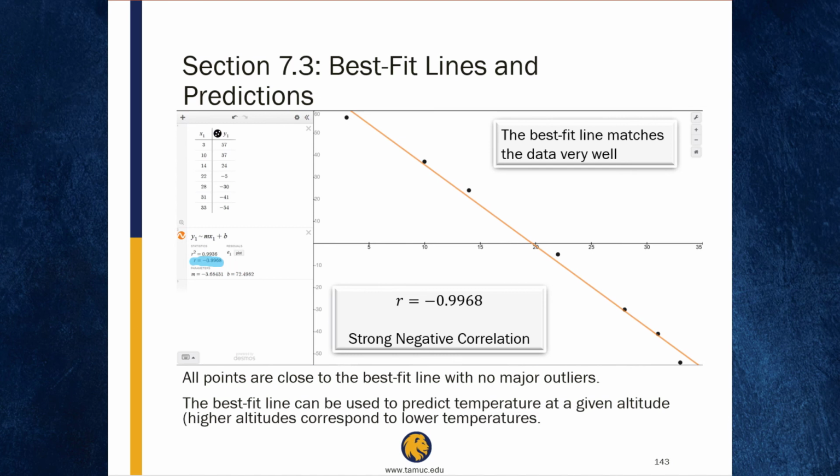So like I mentioned, all points are close to the best fit line with no major outliers. And as a result of that, the best fit line can be used to predict temperature at a given altitude. Higher altitudes corresponding to lower temperatures, at least within the range of altitudes that we usually fly with commercial aircraft and so forth. And finally, we can also get the equation for this best fit line by looking at the M and B numbers. So this is the equation of the best fit line.